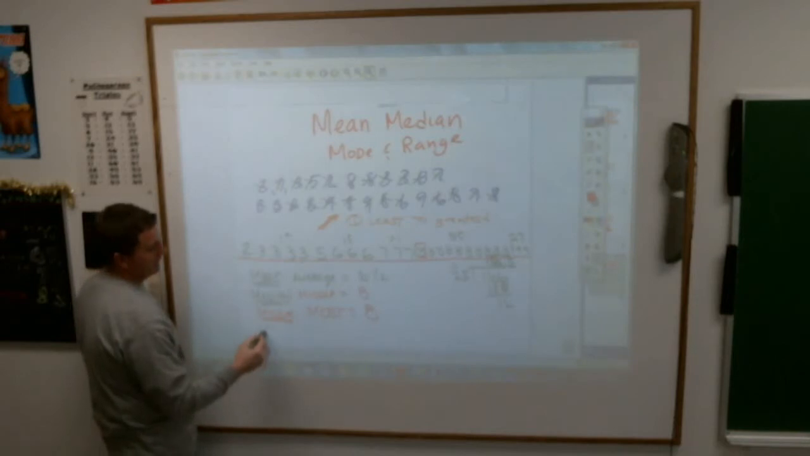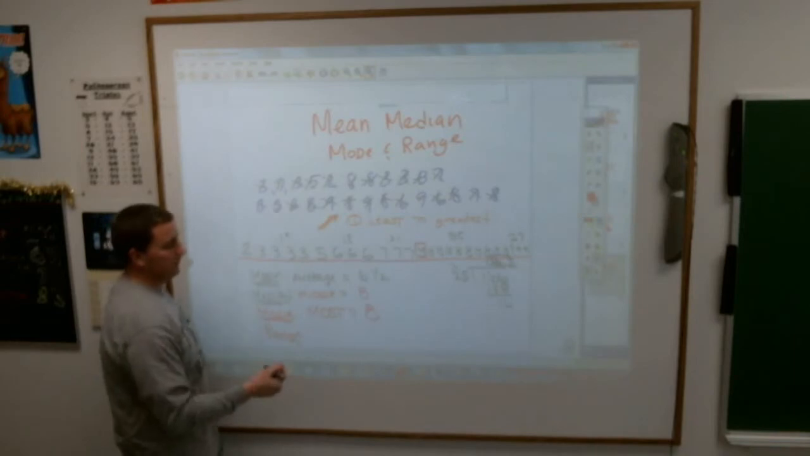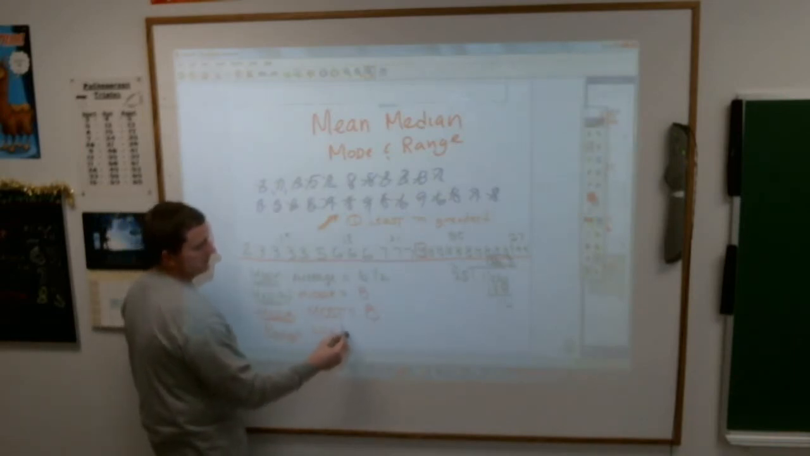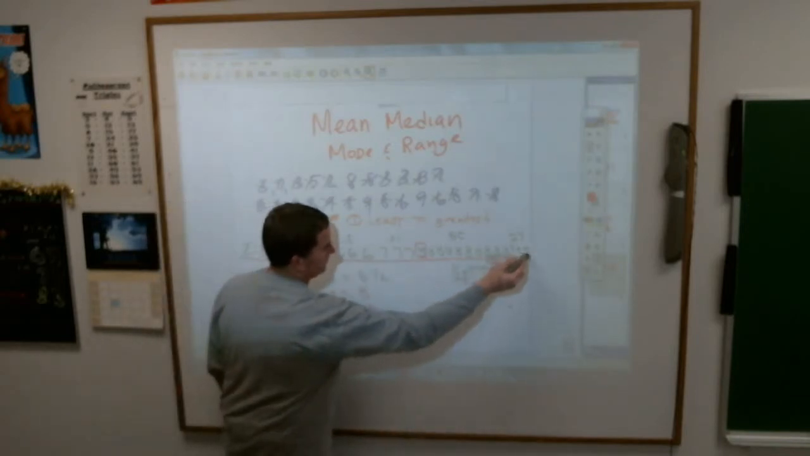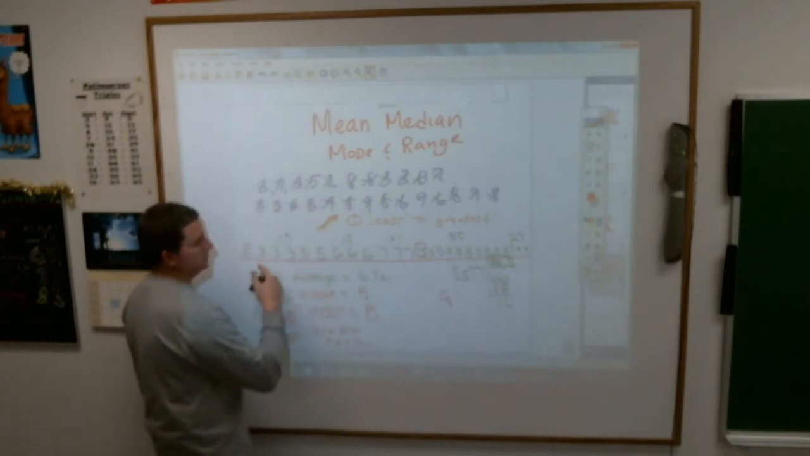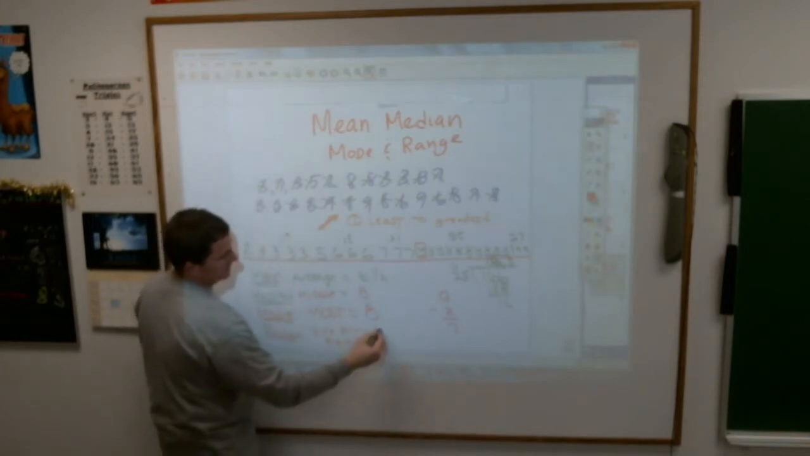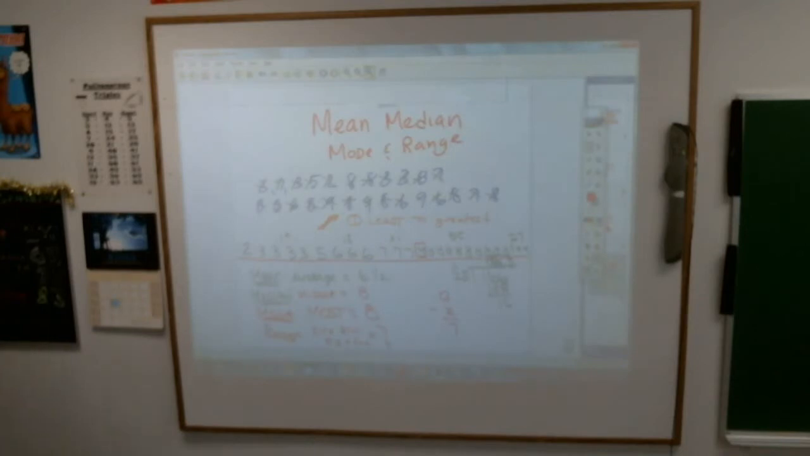And then the range, as in the home on the range, is the difference between the biggest and the smallest. Difference between big and small. Well, our biggest number was 9. I subtract the 2, that was my smallest number, from my big number, and my range is 7. And those are all the meanings of the mean, median, mode, and all that sort of stuff.